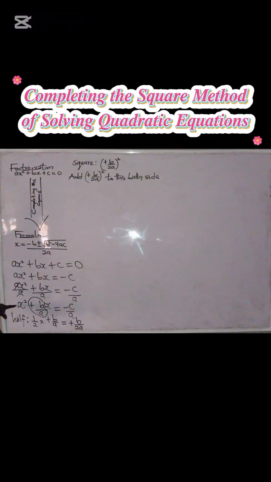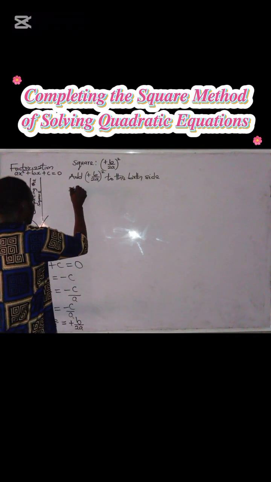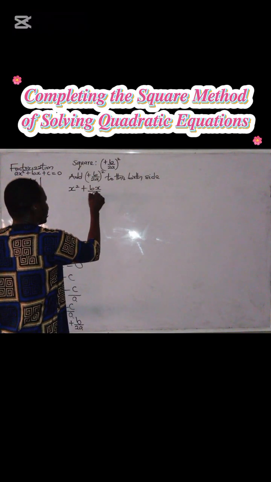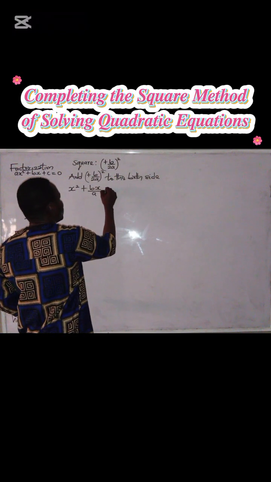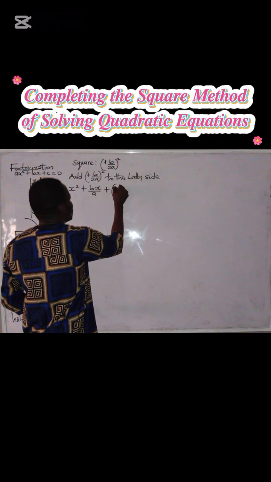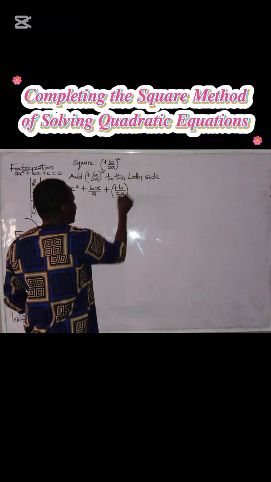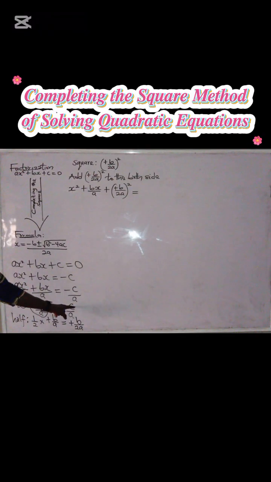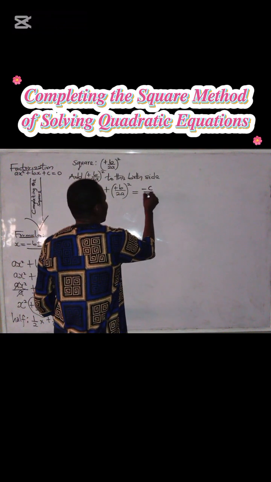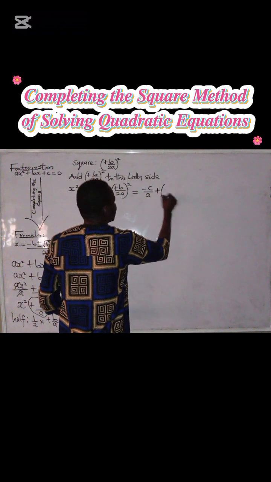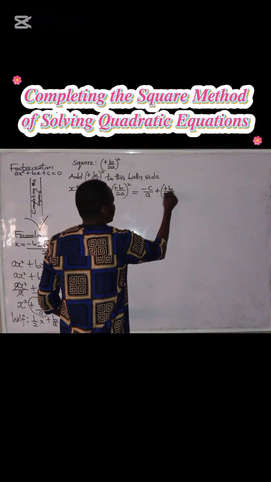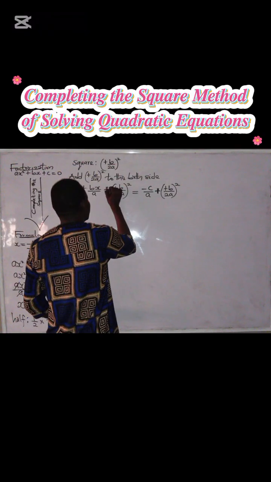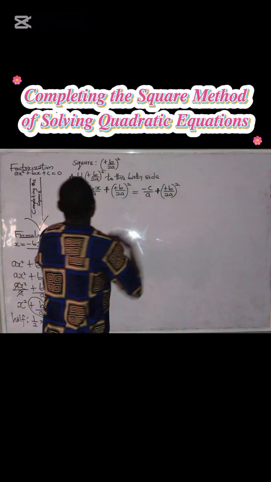And what side are we talking about? We are talking about this side here. So we are going to have x squared plus bx over a, then plus b over 2a squared, equals, then we come back and say minus c over a plus b over 2a squared. So we have to add to both sides.